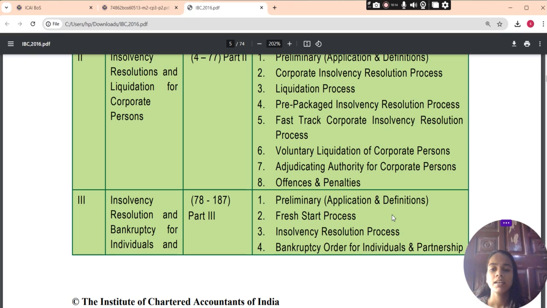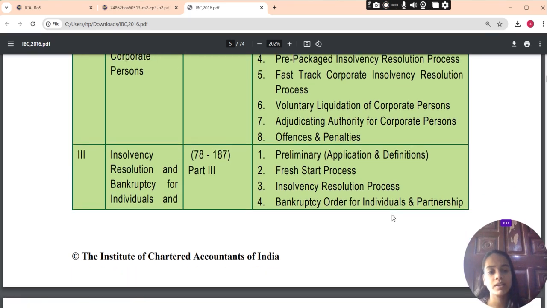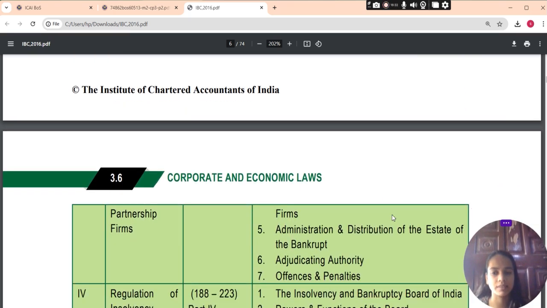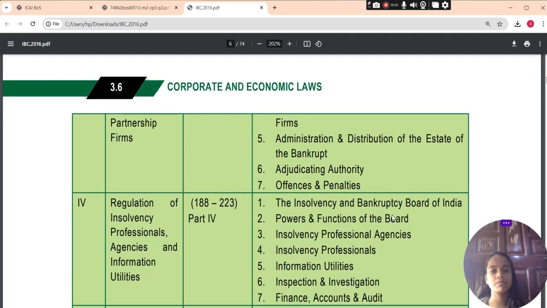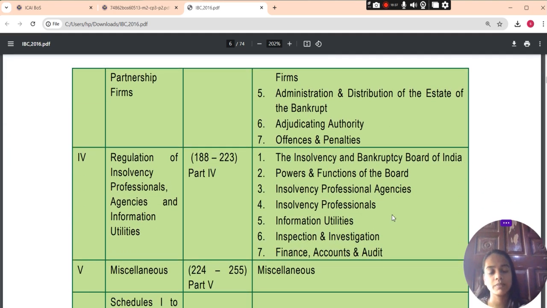Then comes the insolvency resolution and bankruptcy for individuals, sections 78 to 187. That's part 3. What is in it: preliminary application and definitions, fresh start process, insolvency resolution process, bankruptcy order for individuals and partnerships. For partnership firms, administration and distribution of the estate of the bankrupt, adjudicating authority, offenses and penalties, regulation of insolvency professionals, agencies and information utilities, sections 188 to 223.